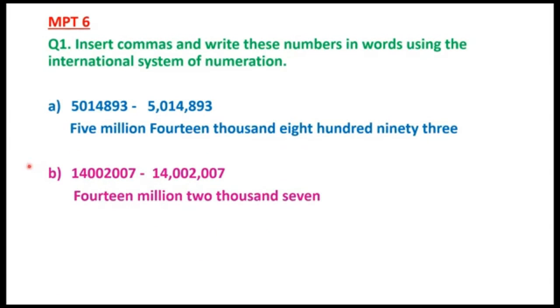Next question, again it comes 14002007. Children, you can see here again we have to put commas and use the same rule: whenever the period changes we have to place the comma. First we start from the ones period, that is ones, tens and hundreds. Now again the period changed, so we put a comma and start the thousands period, that is 1,000, 10,000, 100,000. Now again the period is changing, so we put a comma and then comes million and 10 million. So the number is 14,002,007.